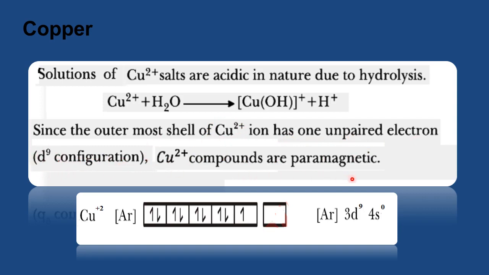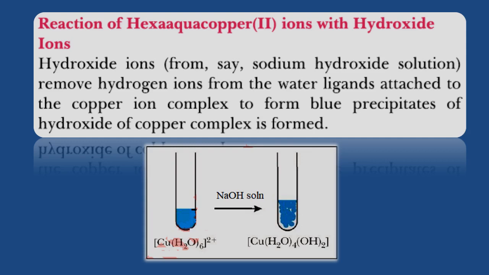Cu2+ ions are going to have valence shell configuration of 3d9 4s0, and this one electron is unpaired. Therefore, Cu2+ compounds are going to be paramagnetic in nature. Now students, just like the chemical reactions that we studied for iron ions with hydroxide ions, we are also going to study the reaction of hexaaqua copper(II) ions with hydroxide ions.